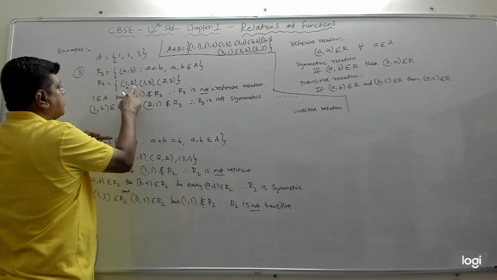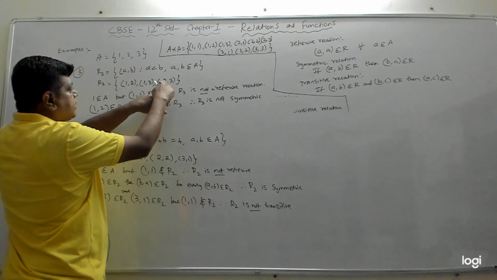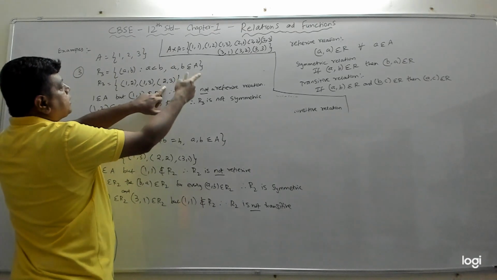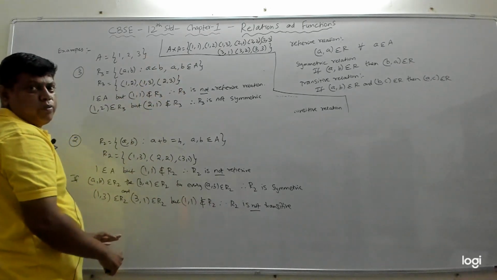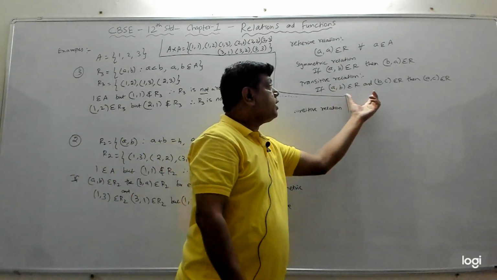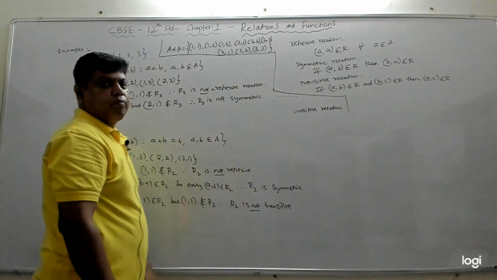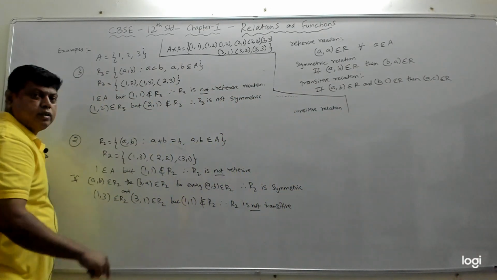If I take this element as A comma B, then I should find B comma C. B comma C means 3 comma something. That is not there. So it's okay. So whenever such a pair exists, then A comma C should be there. Right? Therefore it is transitive.